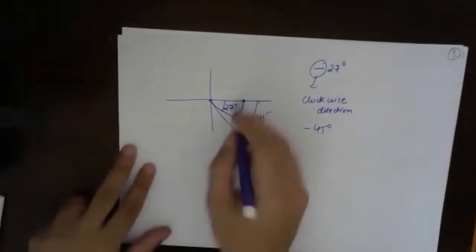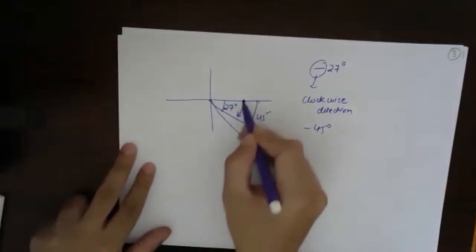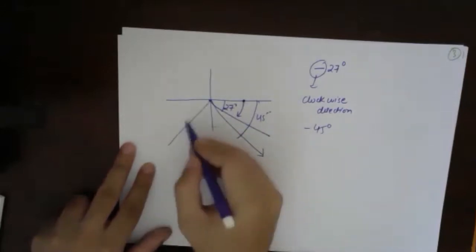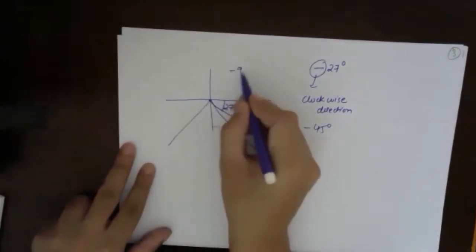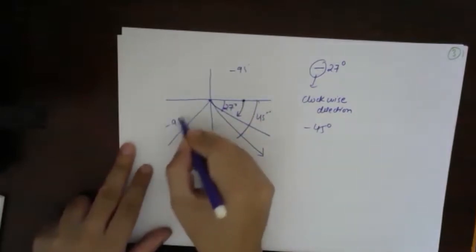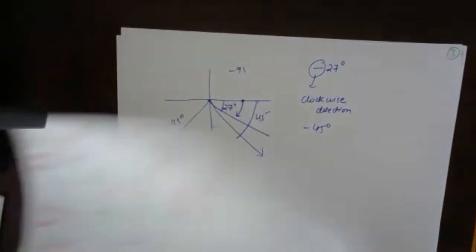Minus 95. Let's see what is happening with minus 95. From here till here it is 90, and 95 means somewhere here. Minus 95 means 90 you have already crossed. So minus 95 degree will be in the third quadrant.